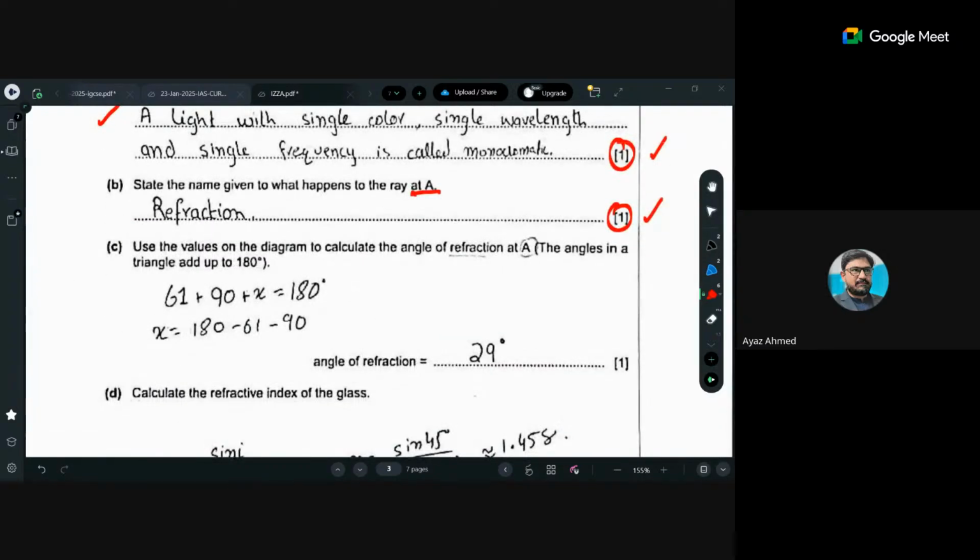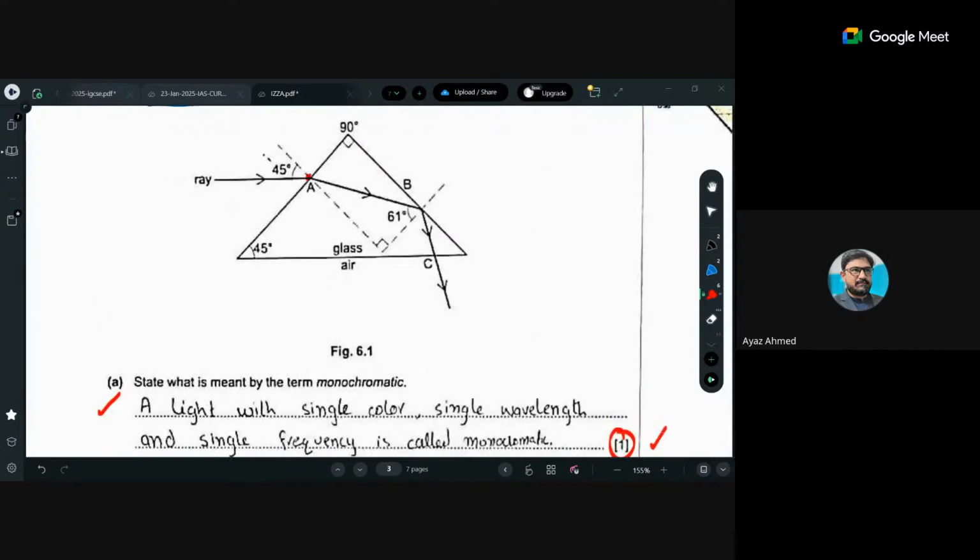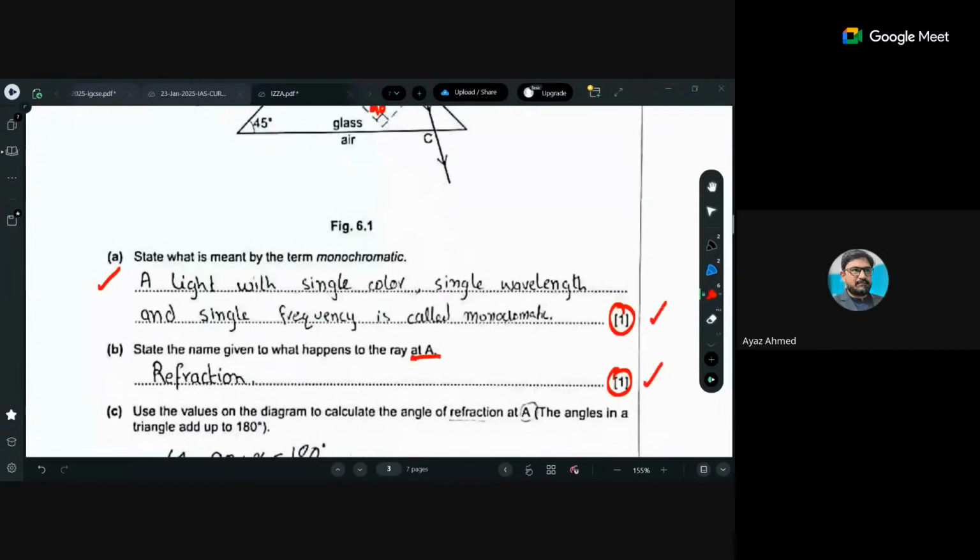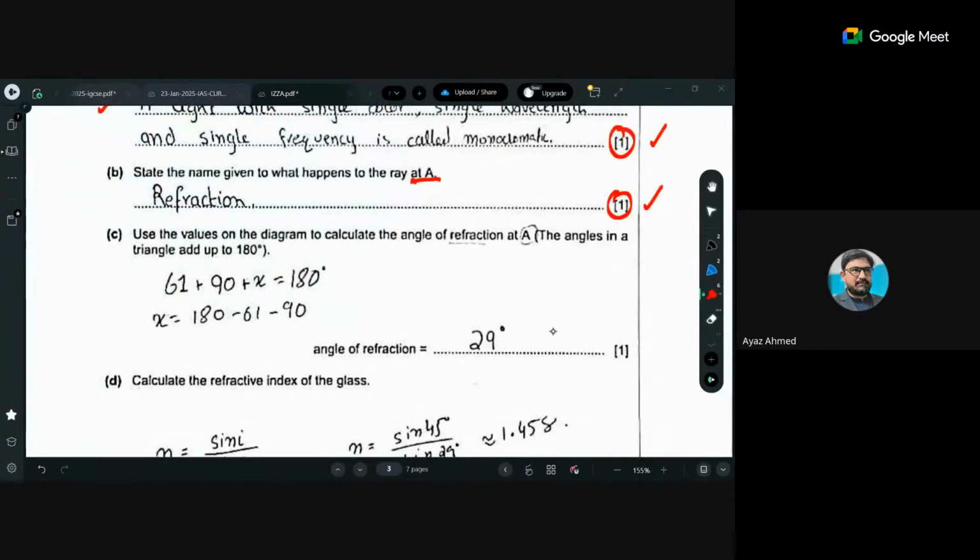Then use the value on the diagram to calculate the angle of refraction at A. The angles in a triangle add up to 180. Okay, that is a clue for you. So this is 90, this is 61. So 90 plus 61 will be 151, and this angle X will be basically 180 minus 151. So that gives you 29. Are the calculations correct? Yes, it should be. So she scored 1 mark here.